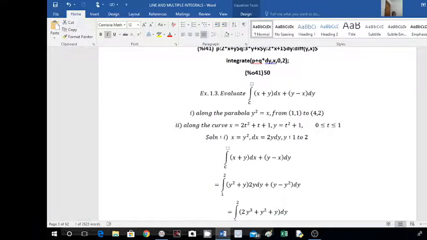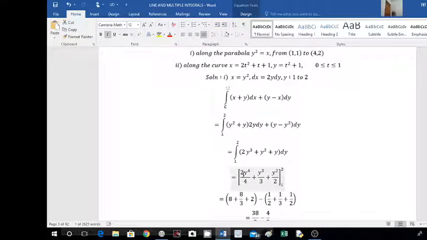So we get the integral of 2y cube plus y square plus y dy. Just integrate this one as it is. Y cube integration is y raised 4 by 4, plus y square integration is y cube by 3, plus y integration is y square by 2, between 1 and 2. Now putting the upper limit here, if I put y is equal to 2 here, what I am getting is 2 raised to 4, which is 16, 16 by 4, I am getting 4 here. 4 into 2, that is 8 here.